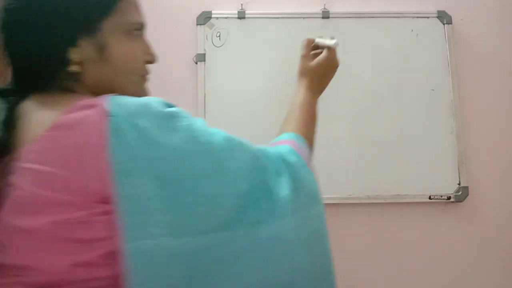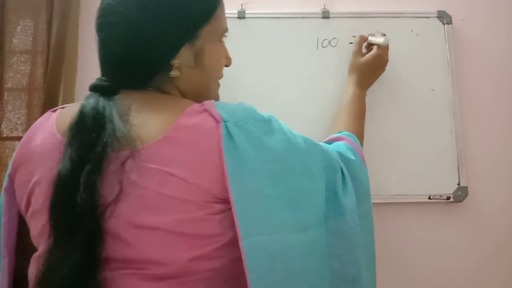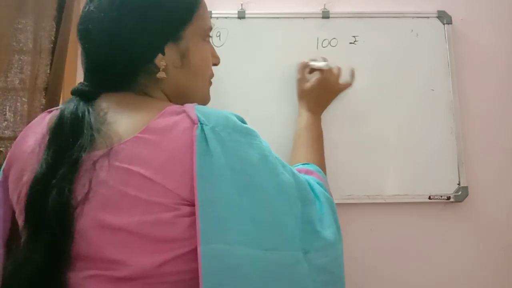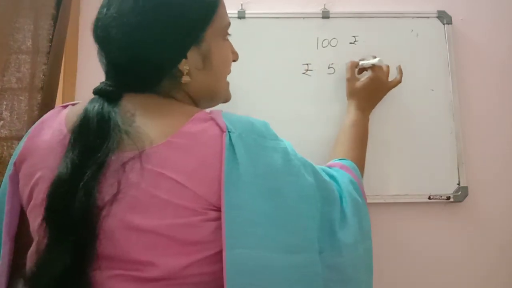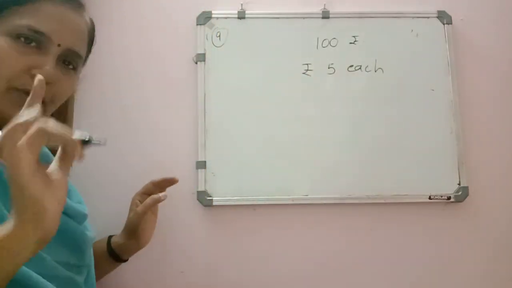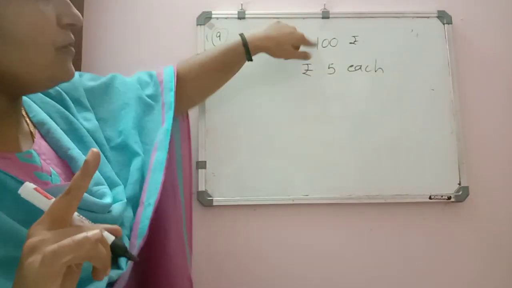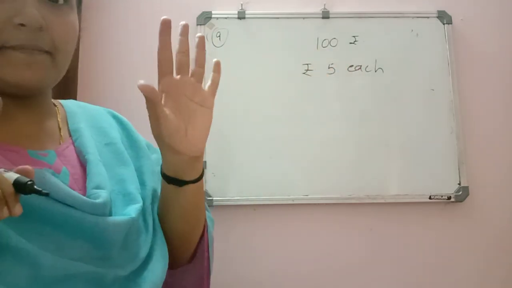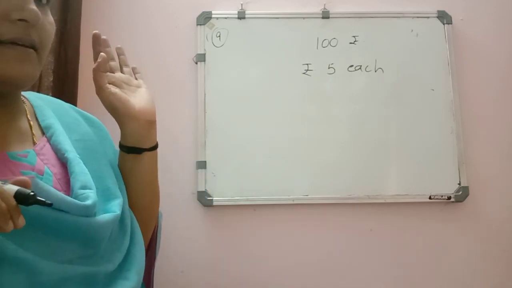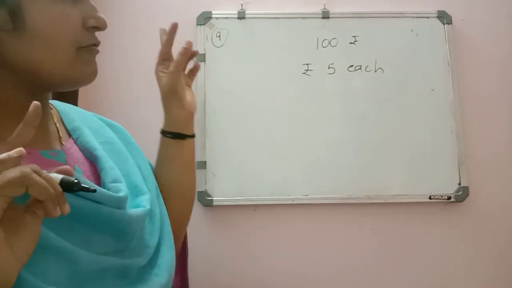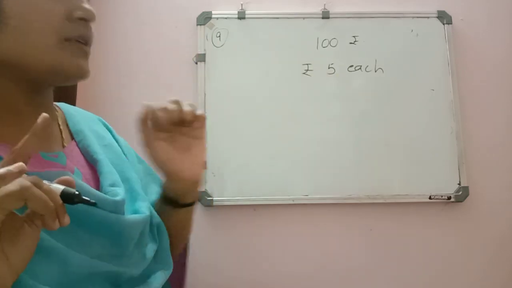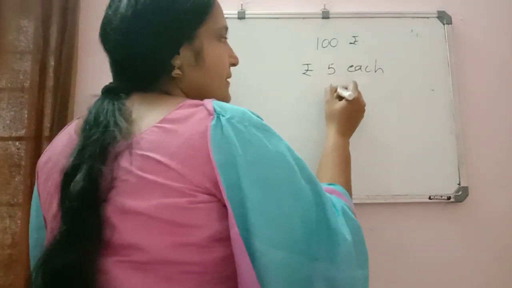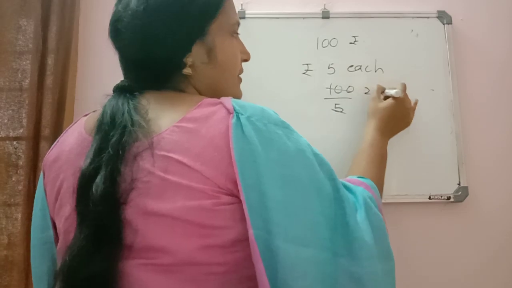Suppose you have 100 rupees with you, and I told you to purchase some books which cost rupees 5 each. How many books can you purchase for 100 rupees when the cost of one book is 5 rupees? How many? 20. How are we doing it? 100 by 5, that is 20.